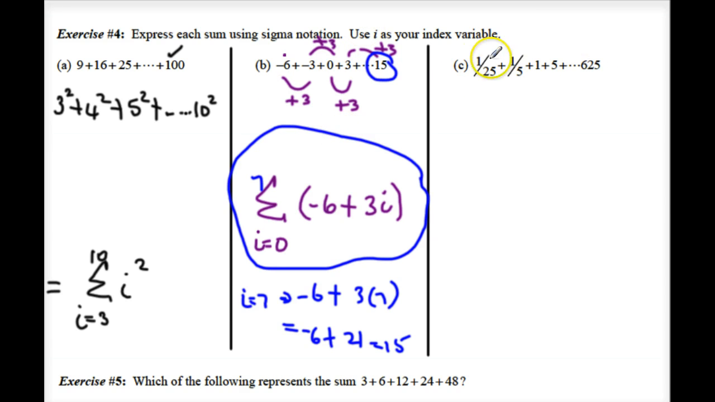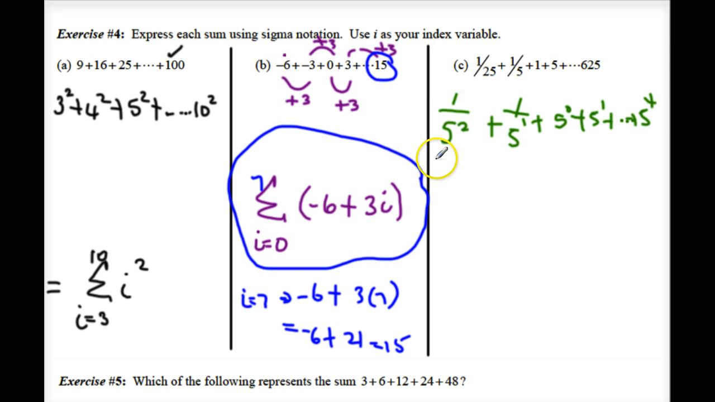Now C, one more. What do you notice here? 1 over 25. You have to be able to be observant. Look at what it's asking. Look at what it's telling you. These are all multiples of 5, so you know it has to do something with 5. This is actually 1 over 5 squared plus 1 over 5 to the first plus 5 to the 0 plus 5 to the 1 plus and so on up to 5 to the fourth.